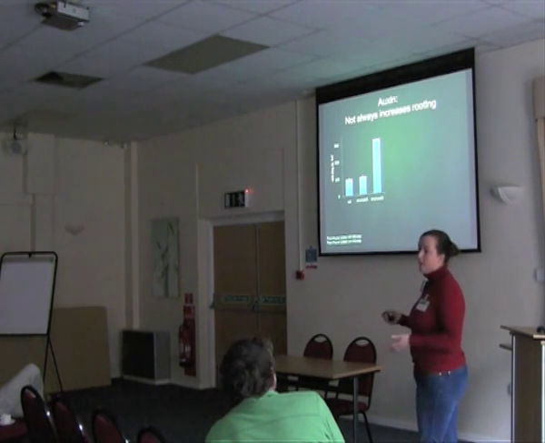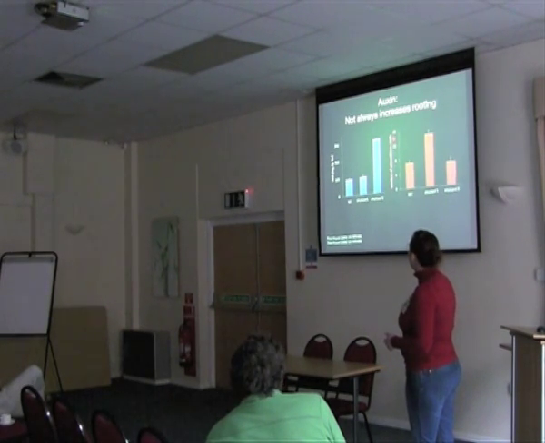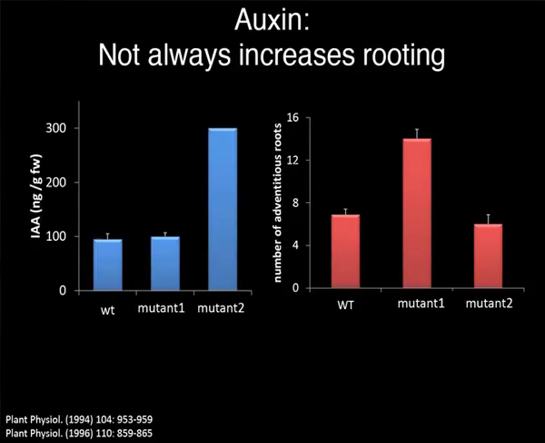So what I did was I grew these plants, I took cuttings, and I looked at the number of roots that formed on the base of the cutting. So this is the number of adventitious roots, and these are the same mutants as over here. And this mutant has wild type number of adventitious roots, despite having a much higher level of auxin. And this was a bit confusing for me, and I thought I'd messed up the line, so I did it a few times before I believed it.